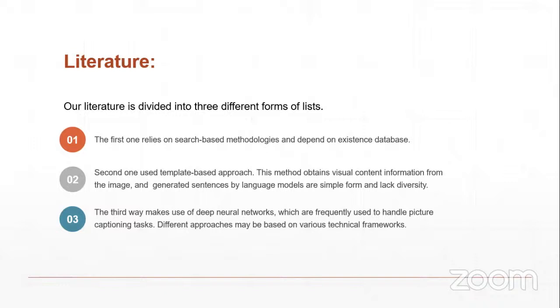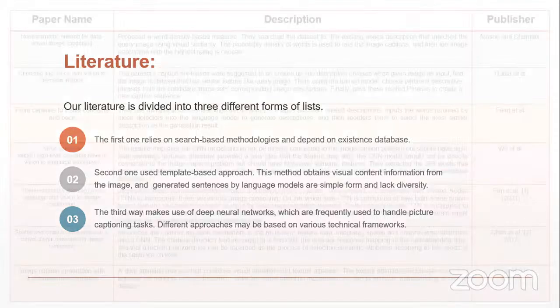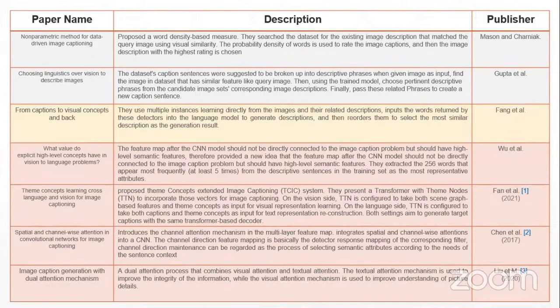Second is the template-based approach. This method obtains visual content information from the image and generates a sentence with a language model, but it suffers from a lack of diversity. Deep learning is also used for the creation of image captions or descriptions of the image, but there are some difficulties, based on various technical frameworks. So these are different papers which are used for captioning of images.